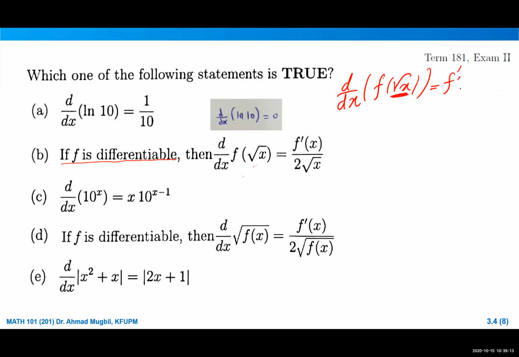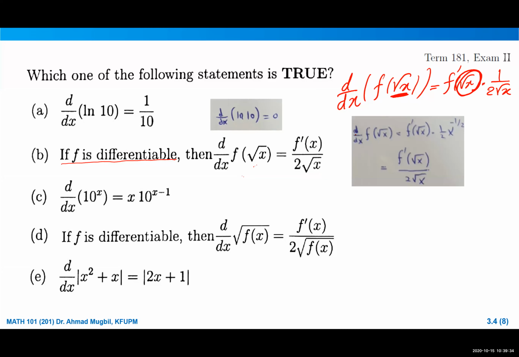So this will be, ya shabab, what? F prime of the square root of x multiplied by 1 over 2 square root of x. Is that true? It looks okay. Is that correct? Is this correct? It is not correct. Look what we have here. This is x and this is the square root of what? Of x. So this is false. What is correct is this. It should be the square root.